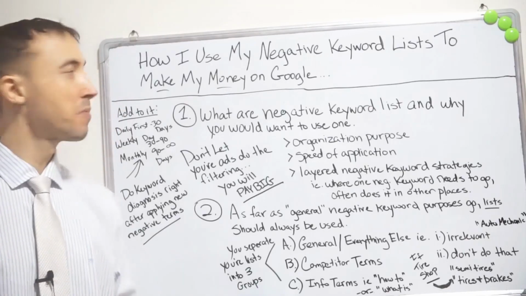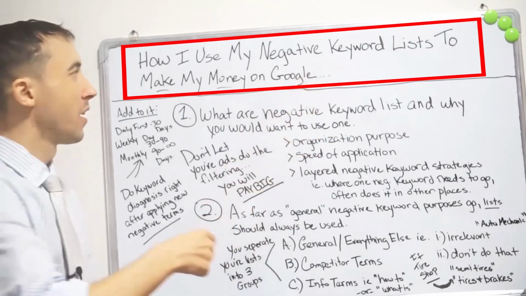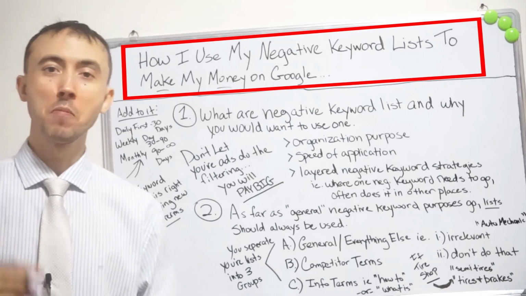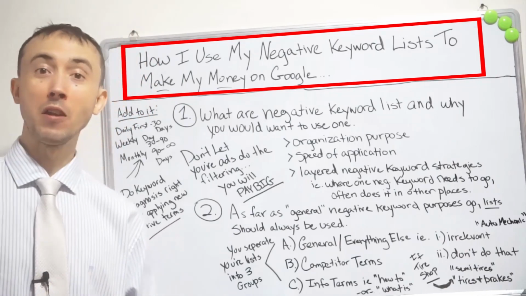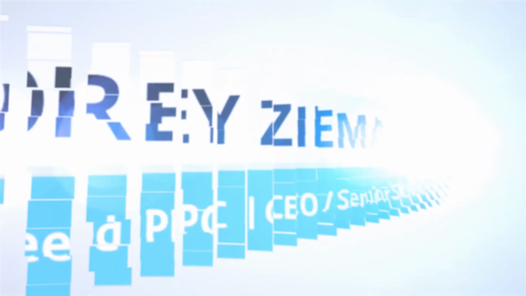Okay, today I'm going to talk in my video about how I use negative keywords, negative keyword lists, to make more money on Google when I run Google ads for the hundreds of different campaigns that I run at any given time.